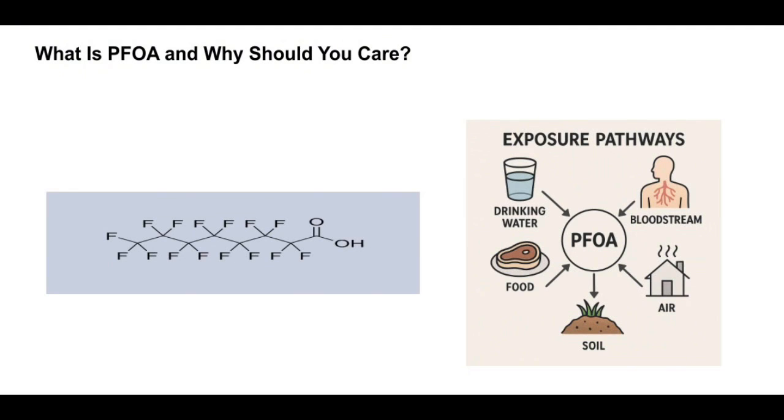Now on the right side, we have an infographic showing how PFOA can enter the human body. It highlights 4 main exposure pathways: drinking water, food, soil, and air. All of these connect to a central point labeled PFOA, which then leads directly into the bloodstream. That means once we're exposed, this chemical can circulate throughout our bodies. So why should we care? Because PFOA's persistence and ability to accumulate in our systems raises serious concerns about long-term health effects, and understanding how it gets into our bodies is a first step towards reducing exposure and protecting public health.